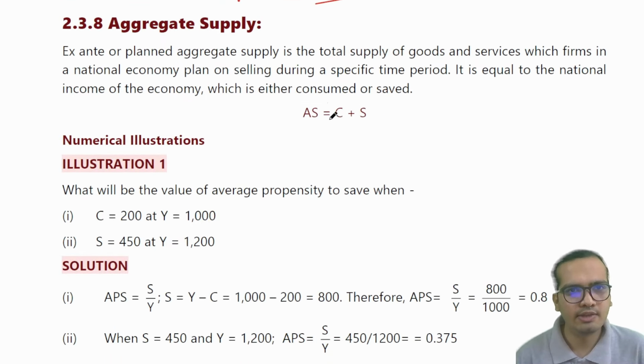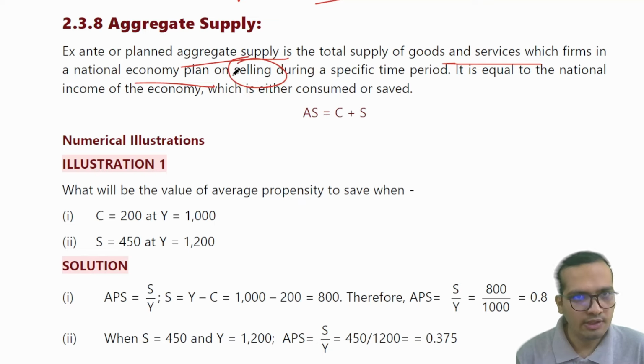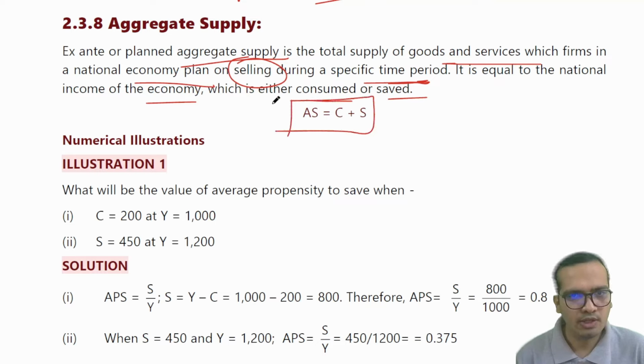Then we have aggregate supply. Ex ante or planned aggregate supply is the total supply of goods and services which firms in a national economy plan on selling during a specific period of time. It is equal to the national income of the economy, which is either consumed or saved. So here AS equals C plus S.